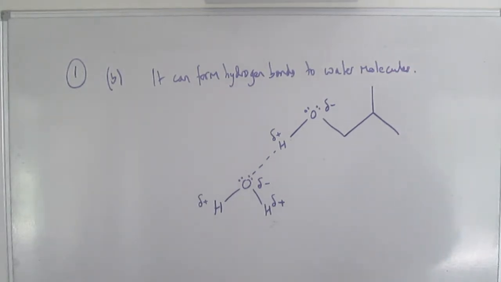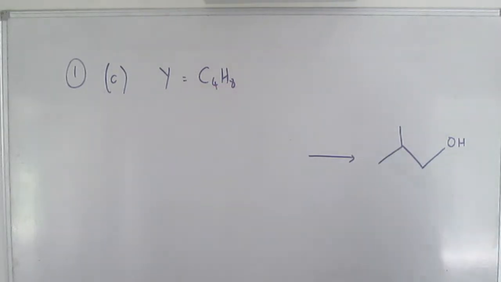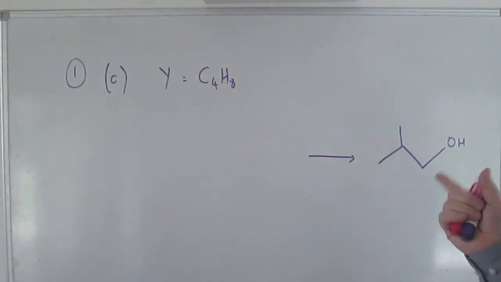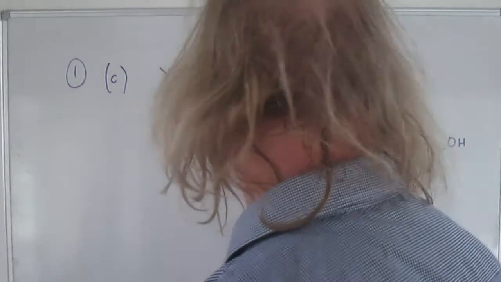In part C, it introduces a hydrocarbon, C4H8, which is called Y, and it tells us that this can be converted into 2-methylpropan-1-ol. So clearly this is going to be the alkene, and you know that you can add steam across the carbon-carbon double bond in an alkene to stick a hydrogen on one end and an OH on the other, and so that's going to be the reaction that we're looking for.